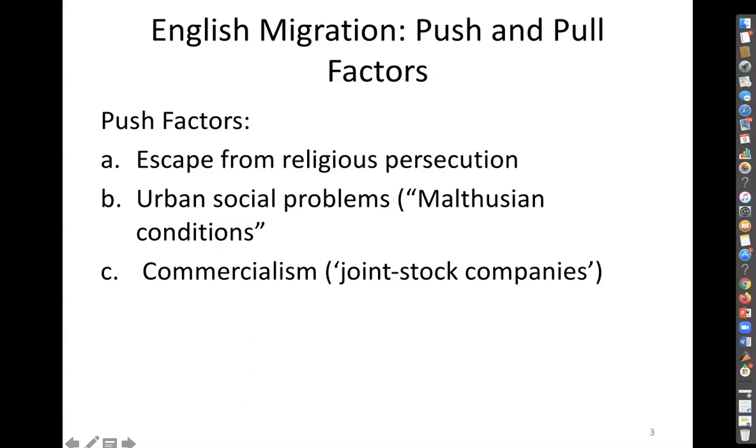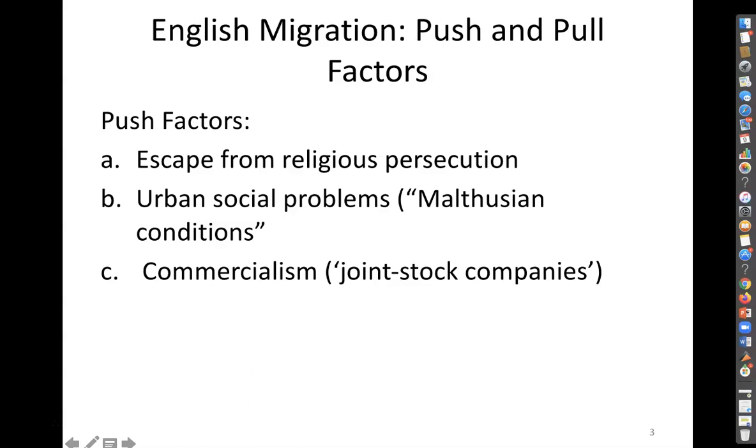And that's the official state religion because the monarch established it, right? So the Church of England is in conflict with Puritans, and Puritans become one example of several Protestant denominations that were persecuted in their home country of England. So they decide to leave. Okay, so that's the push factor.